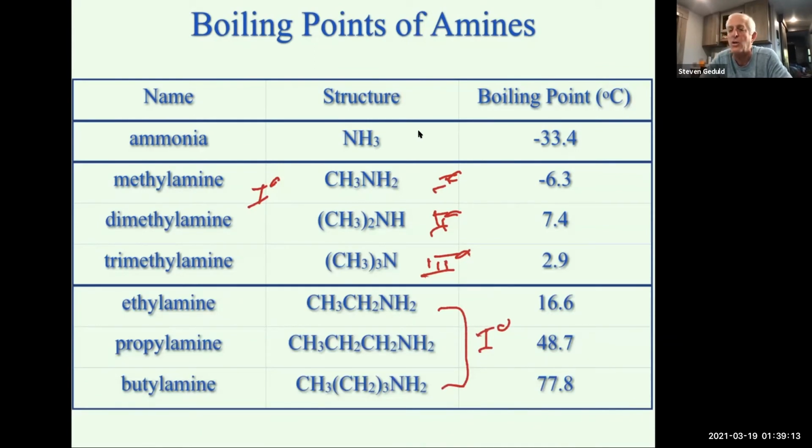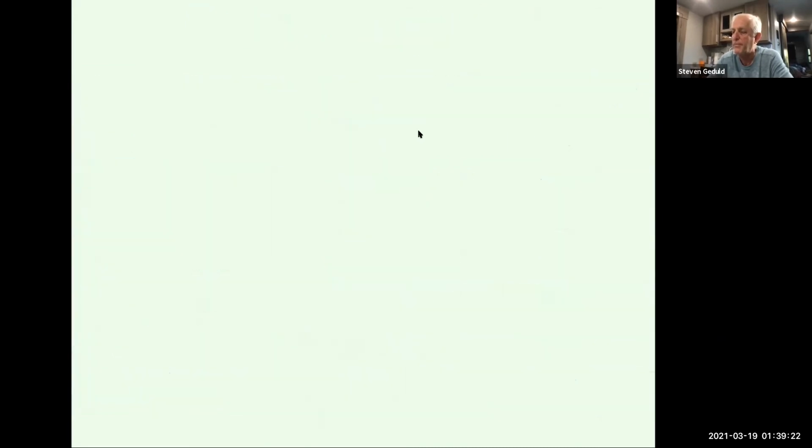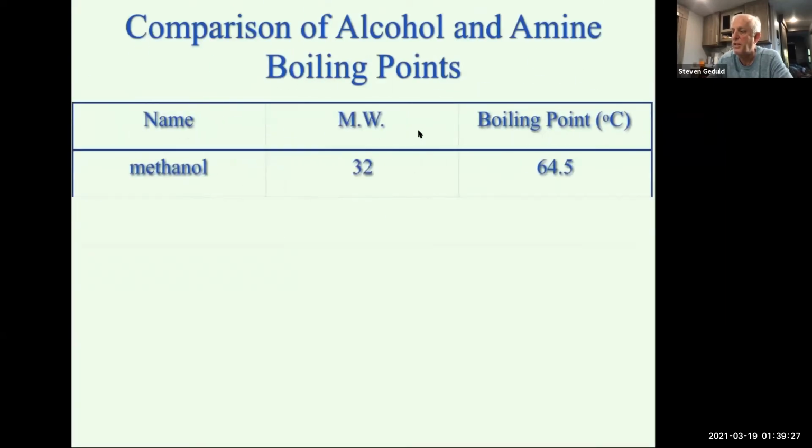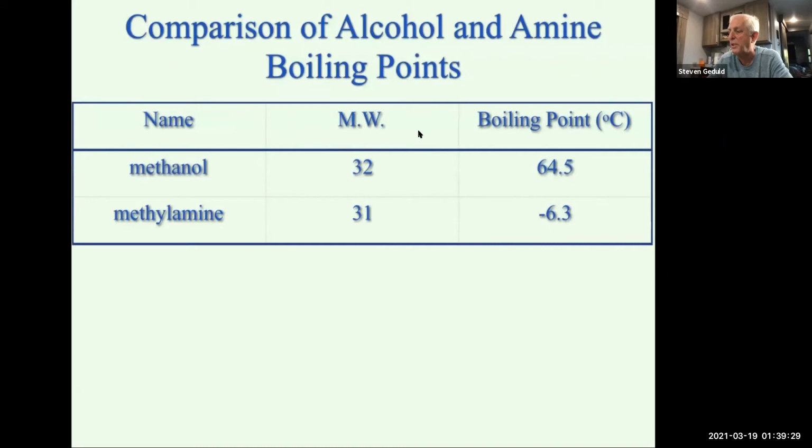As the chains get longer and bigger, the boiling point gets higher. More structure to hold it together. And we compared some of these already. Methanol, this is an alcohol, methylamine. You can see similar molecular weights. This is the alcohol, and this is the primary amine. Okay. Alcohol has a stronger or higher boiling point because it has stronger hydrogen bonds that hold together, make it harder to break it apart.